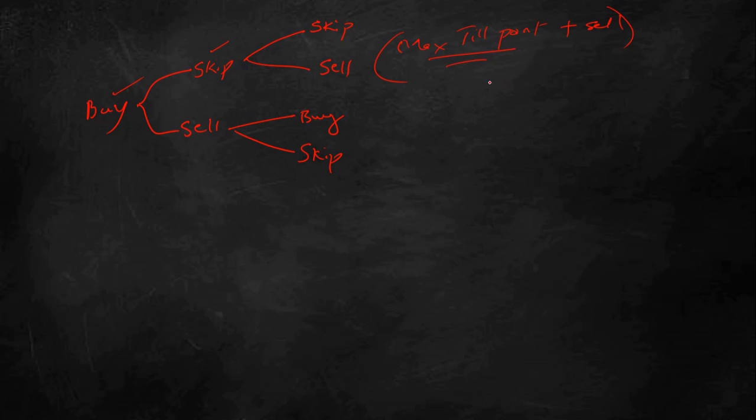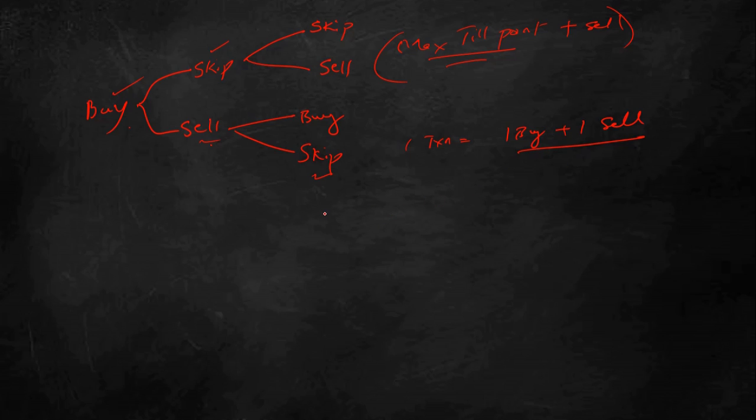And similarly for selling, I can either skip it if it was sold earlier, or if it was bought earlier, then I can sell it, right? So here it was bought earlier, so I can sell it, or if it was sold earlier, then I can skip it. And also it has been provided that there will be only k transactions. One transaction is equal to one buy plus one sell. So this is one transaction.